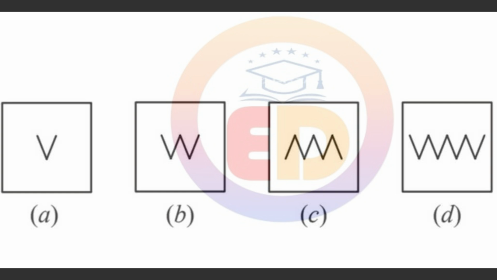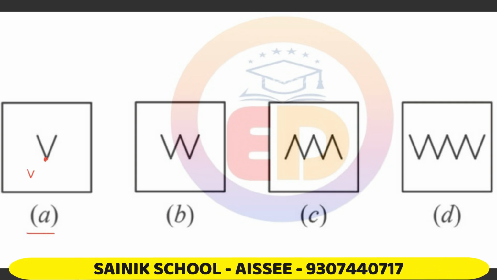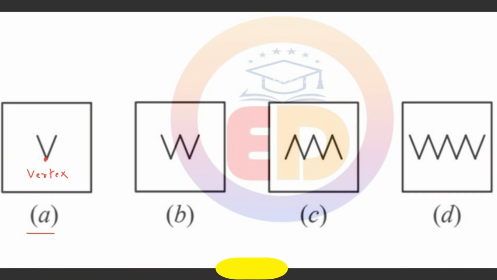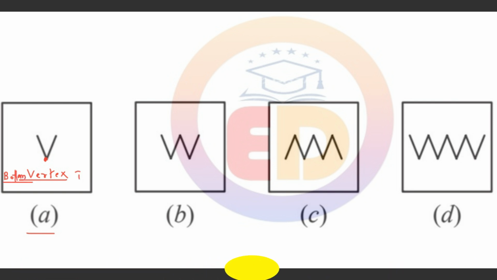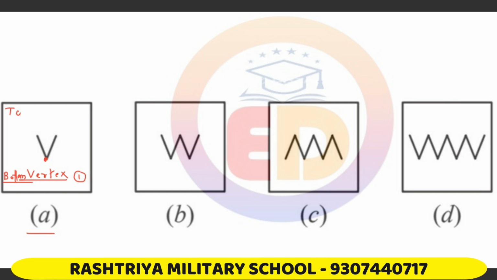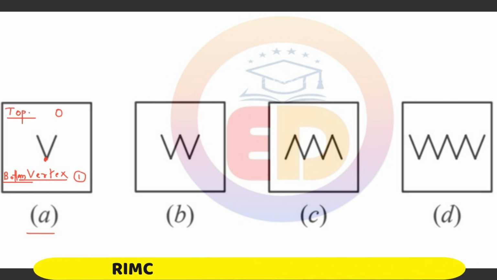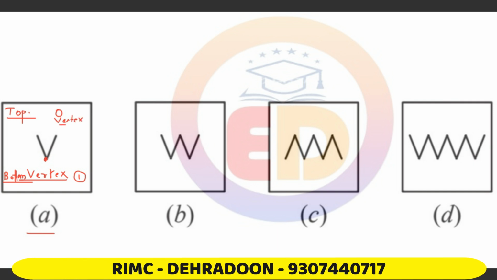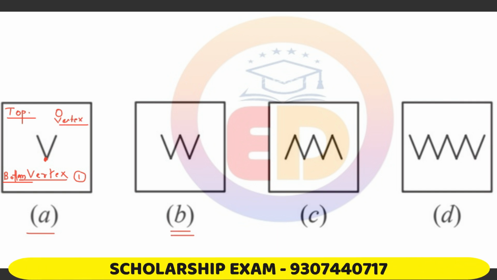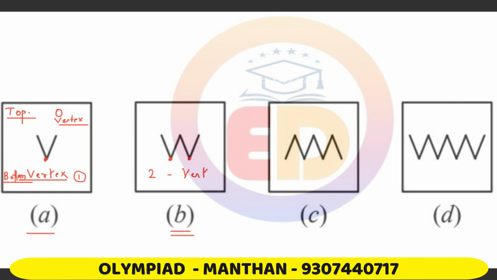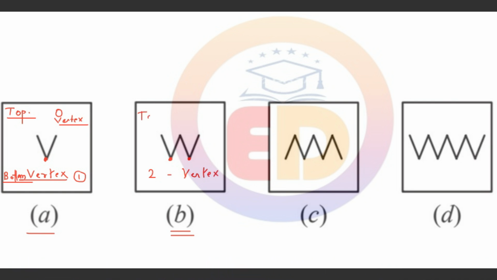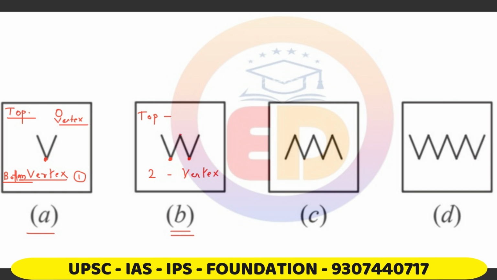In this figure, in the first, we can say that here this point can be classified as a vertex. So in the bottom, there is one vertex, but at the top there is zero vertex. In the second figure B, at the bottom there are two vertex, and at the top there is only one vertex.